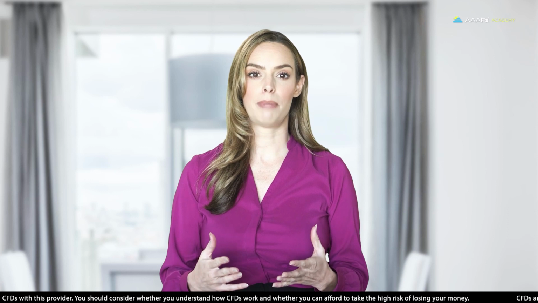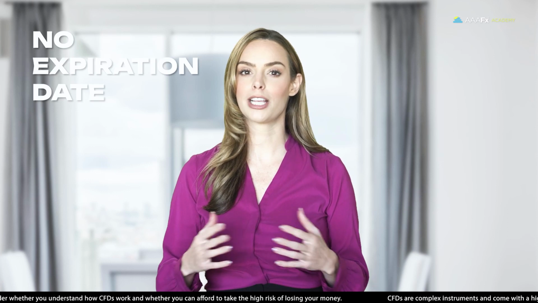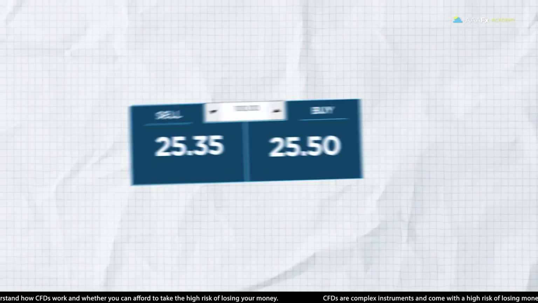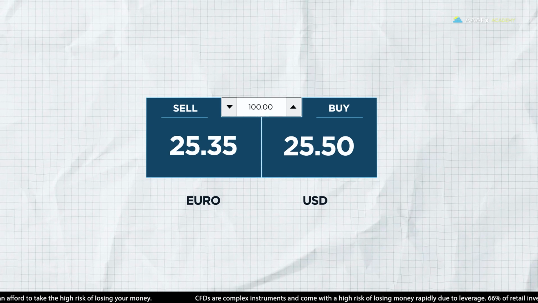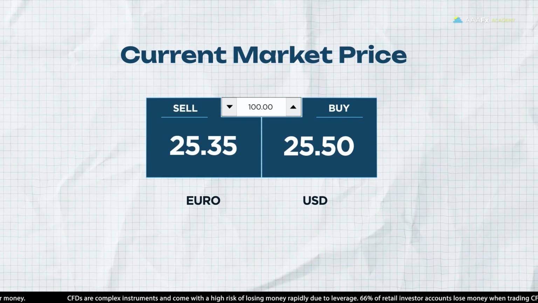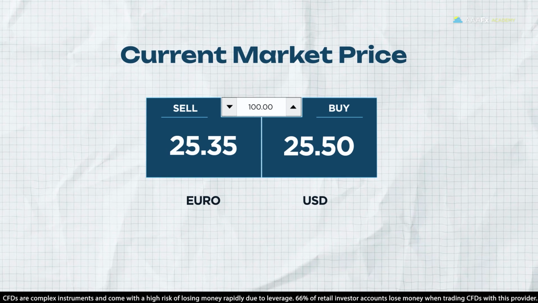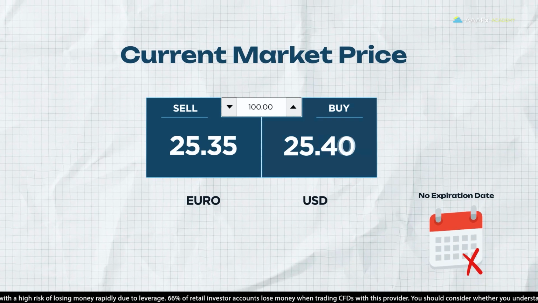You can open a trade based on the current cash price, and the cool part is that there's no expiration date to worry about. For example, suppose you're engaged in trading the euro to US dollar currency pair. With spot CFDs, you can buy or sell based on the prevalent market price at that very moment. You can rest assured that there are no concerns regarding expiry dates.